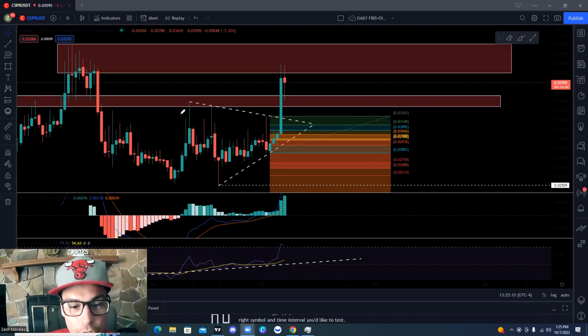Super excited. Gonna give you guys a quick update on Casper. Casper with the amazing breakout. We were looking at this symmetrical triangle pattern, and we got a very clean breakout to the upside. We entered our previous supply zone, right?